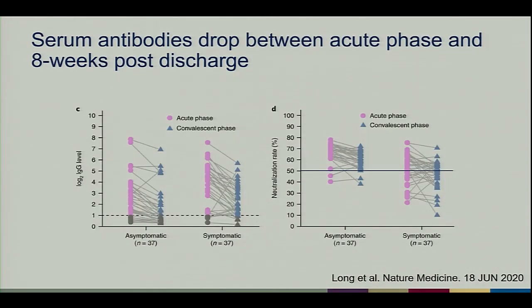And this is a study that was just published in Nature Medicine last week, where they looked at asymptomatic and symptomatic patients at acute and convalescent time points. And the convalescent time point was 8 weeks after discharge. And what they found was a decay between the acute and convalescent time points in both the asymptomatic and symptomatic patients, both in binding antibodies on the left side and in neutralizing antibodies on the right side. They were mostly still above the limit of detection for binding antibodies, but neutralization titers did drop below that 50% threshold in a large number of the symptomatic patients.